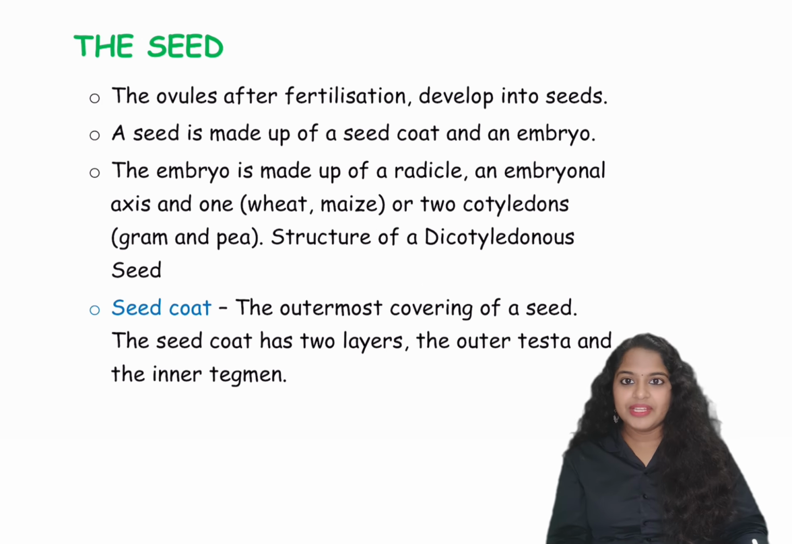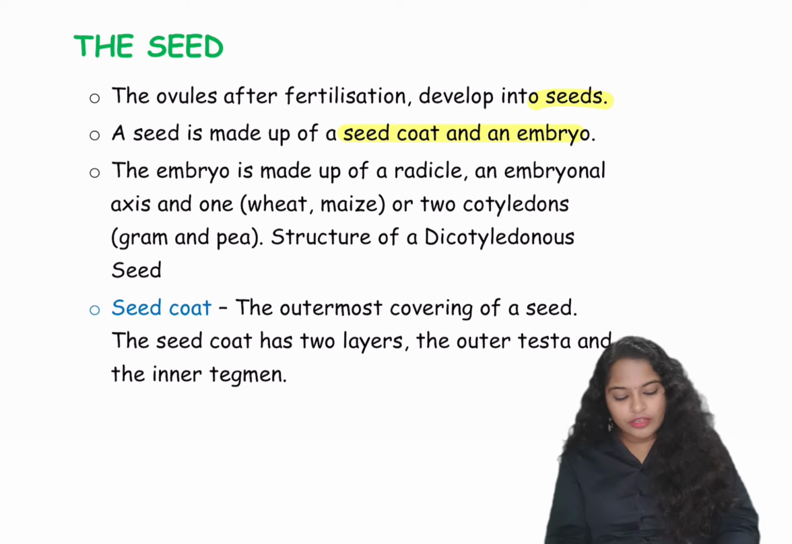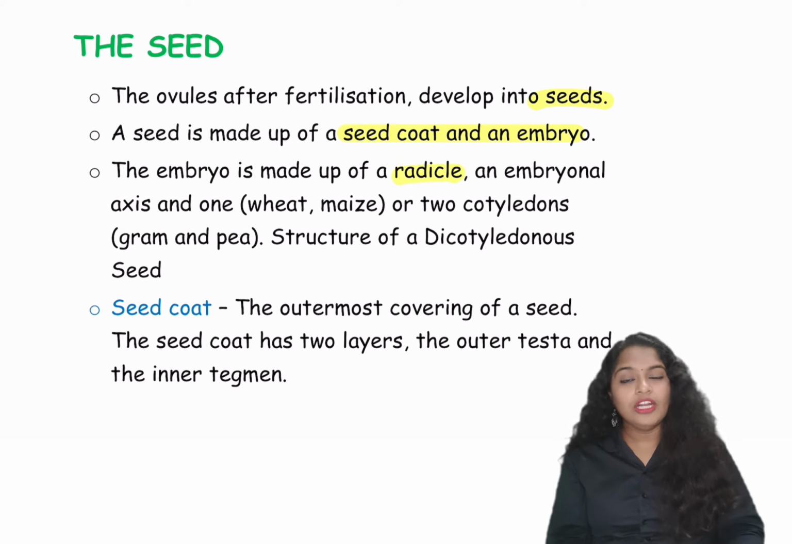What are seeds? The ovules after fertilization will develop into seeds. The seeds are made up of a seed coat and an embryo. The embryo consists of plumule, radicle, and one or two cotyledons. One cotyledonous plants are called monocotyledons and two cotyledonous plants are called dicotyledons. Monocot examples are wheat and maize, dicot examples are gram and pea. So what is the seed coat? It is the outermost covering of the seed. The seed coat has two layers, the outer testa and the inner tegmen.